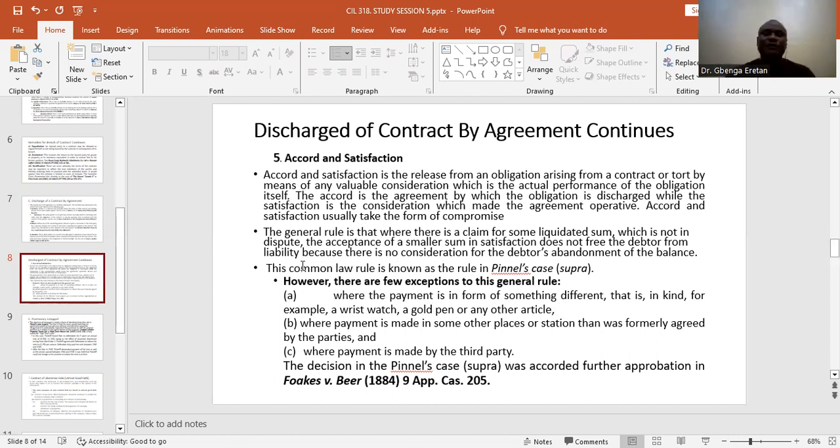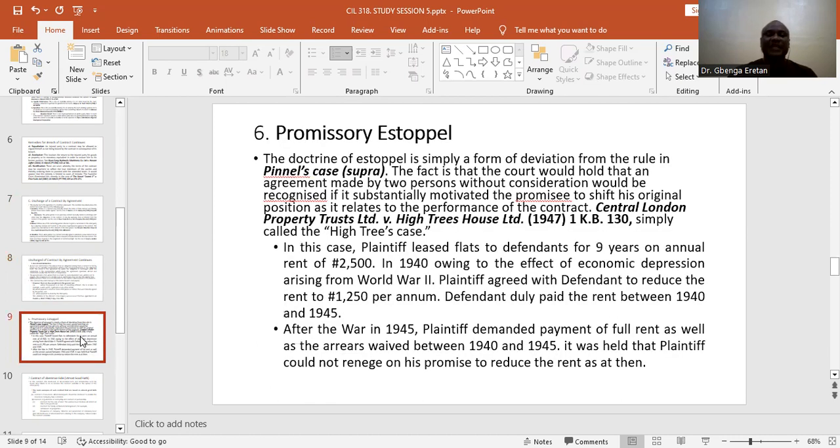These are the decisions of the court where accord and satisfaction does not exonerate a person from paying the balance of the amount that is agreed. Then we'll talk about the principle of estoppel. The principle of estoppel is also an equitable remedy: when you promise a person and you allow the person to act on your promise, you will be stopped from denying that you made the promise to that person; your promise is binding on you.